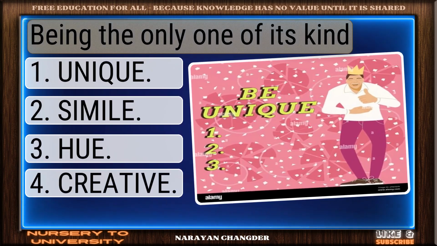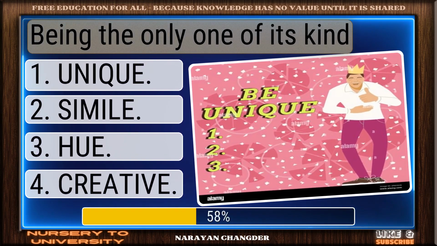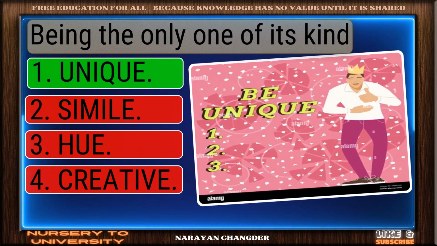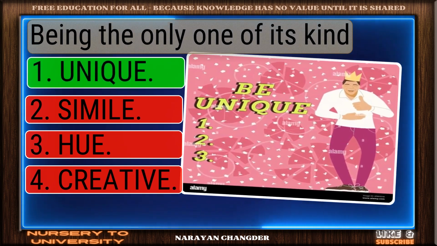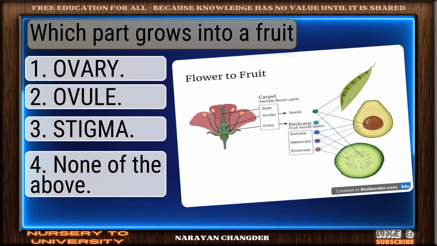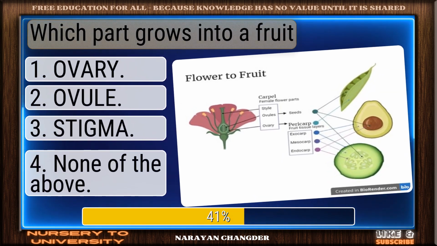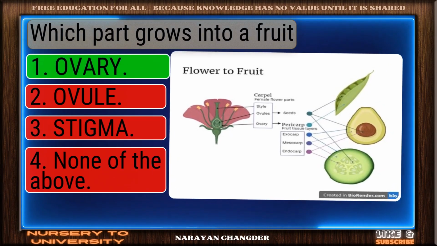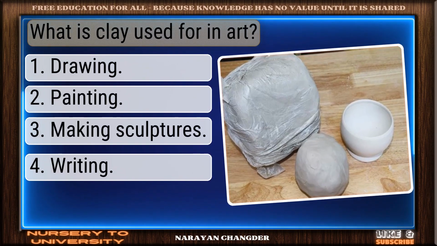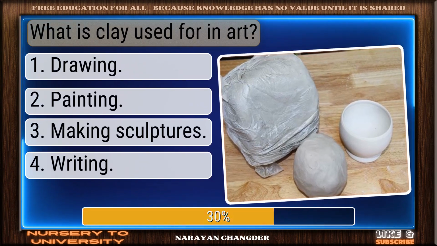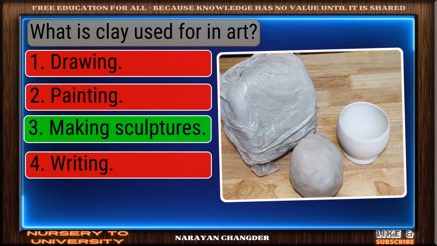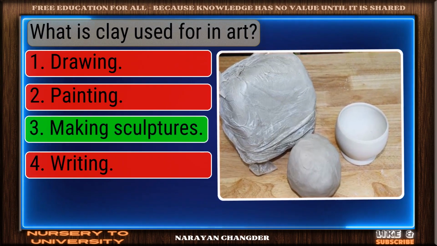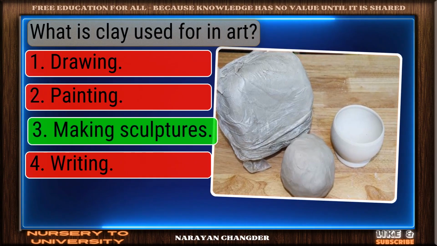Being the only one of its kind. Correct response. Unique is the most accurate answer. Which part grows into a fruit? Nice work. You chose ovary, and it is correct. What is clay used for in art? Excellent choice. Making sculptures is the right answer.